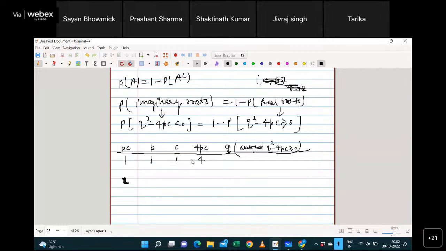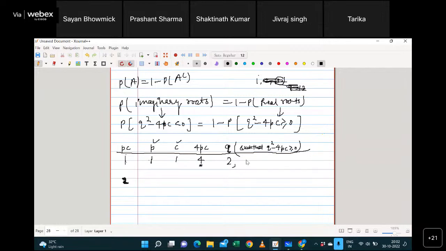One second. What I'm trying to say here: suppose p is 1, c is 1. So the value of pc is 1, 4pc will be 4. So for this case, what value will q take such that q square minus 4pc will be greater than 0? Q will not take 1 here. Q will take 2.